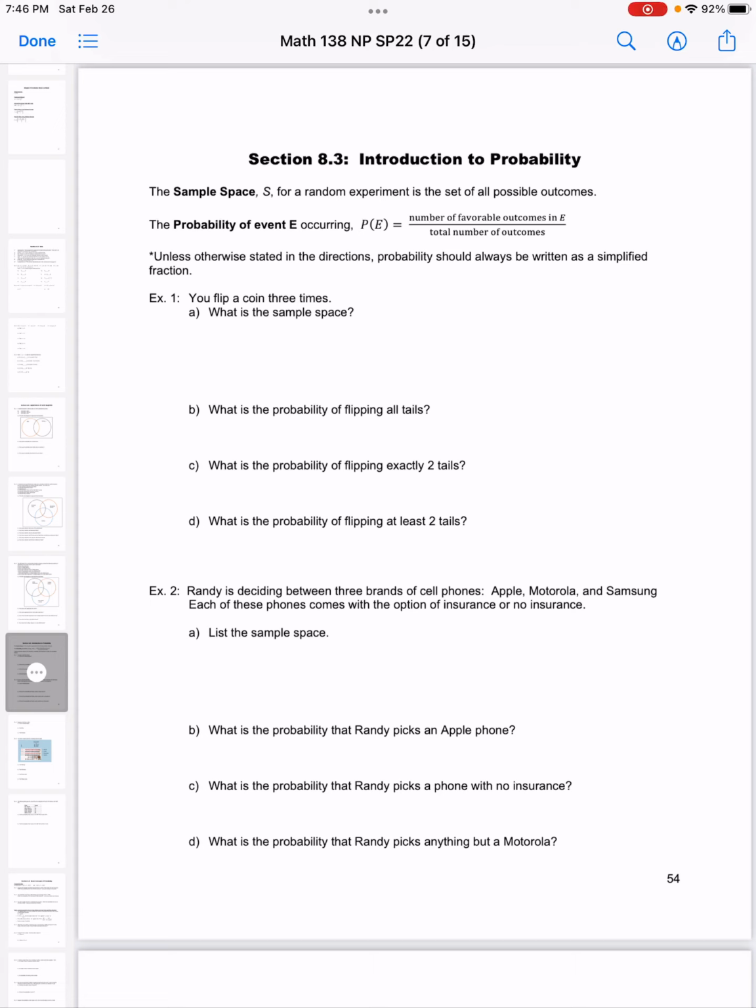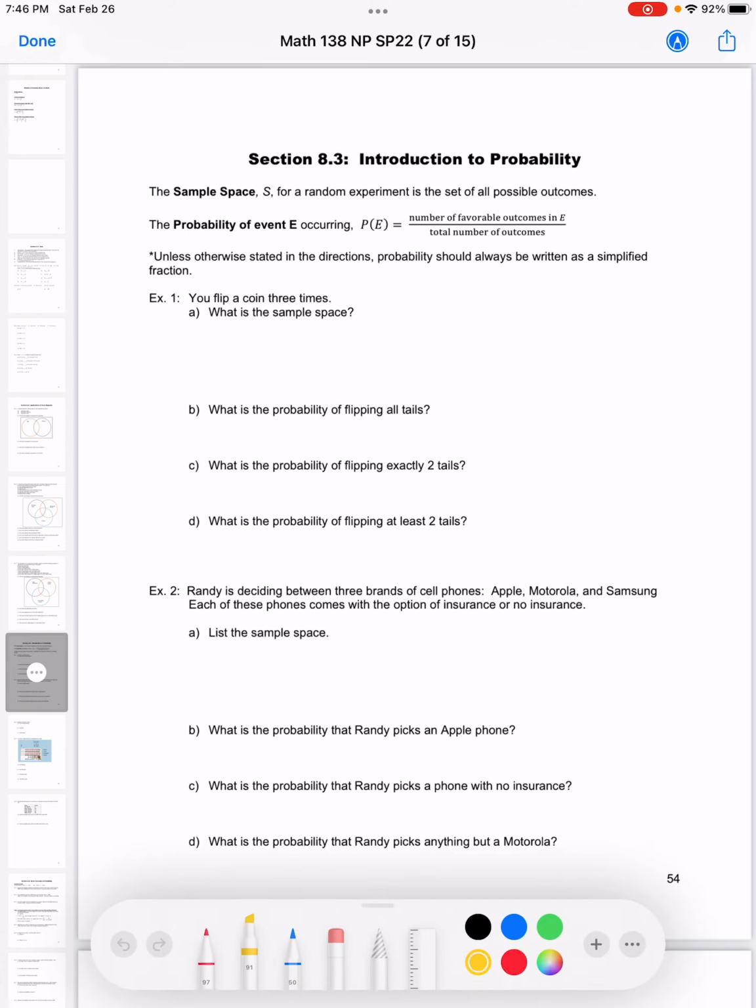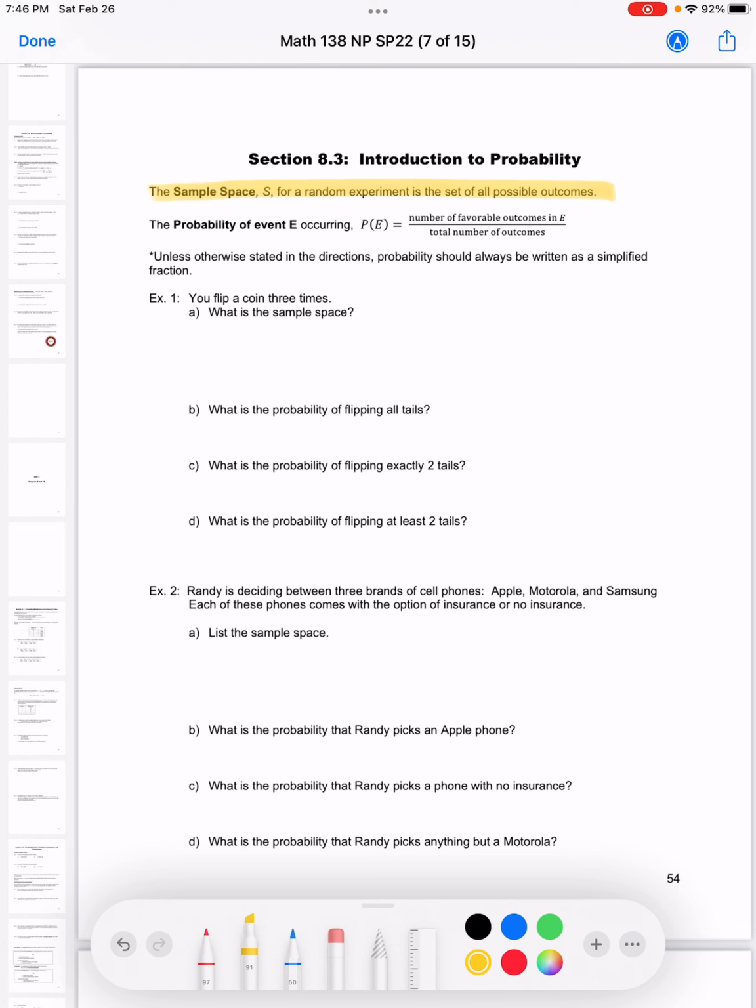All right, so in section 8.3 here, we're going to introduce probability. And to start with, we need to talk about sample space. And the sample space is any possible thing that we could have happen. So I'm going to start with our first example here. Flipping a coin 3 times, or you can think about it as flipping 3 coins. It doesn't matter. But for each coin, there are 2 options, heads and tails.